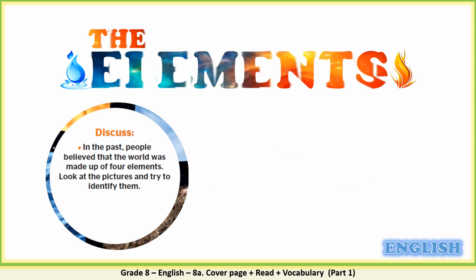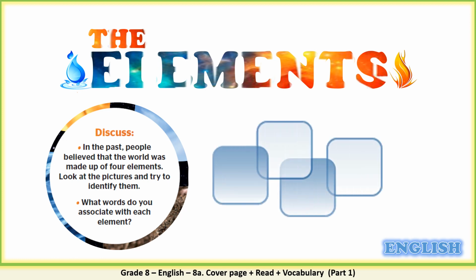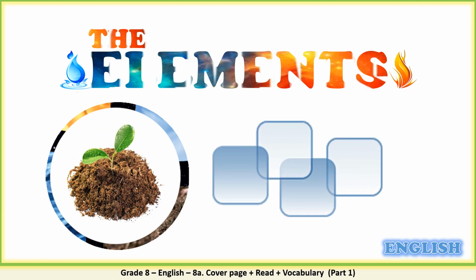Now pay attention to the second question in the discuss section. What words do you associate with each element? Try to come up with some of the words that are related to earth, dear students. Well done! We have mud, desert, plants, and ground. Of course, these are only some of the words and there are many more.